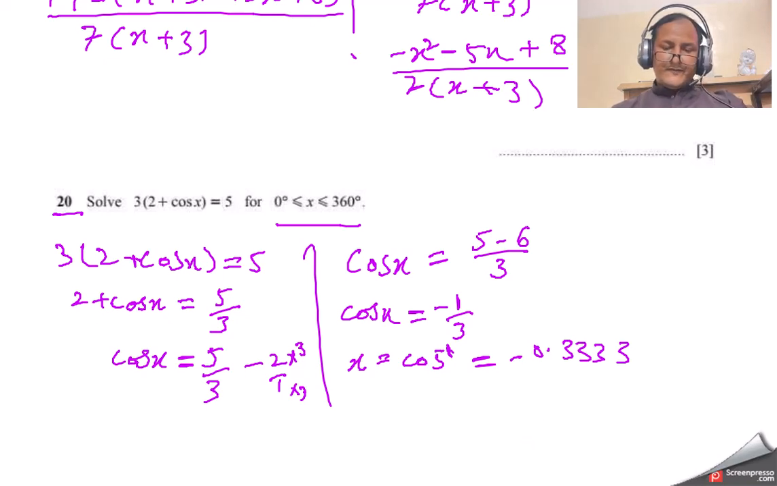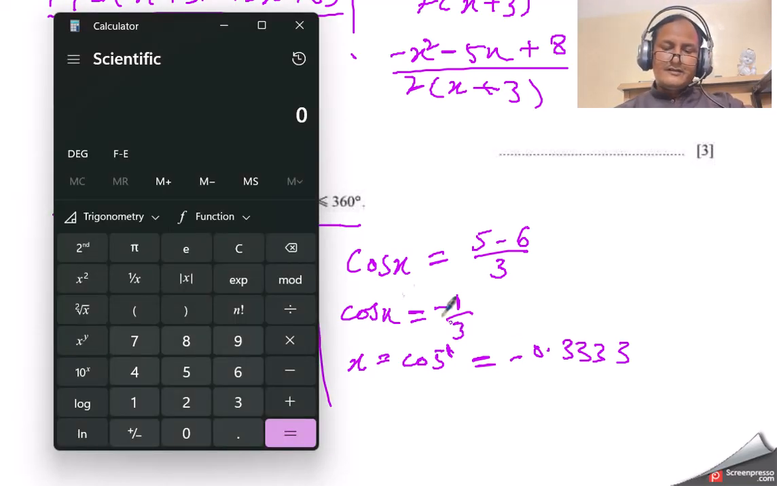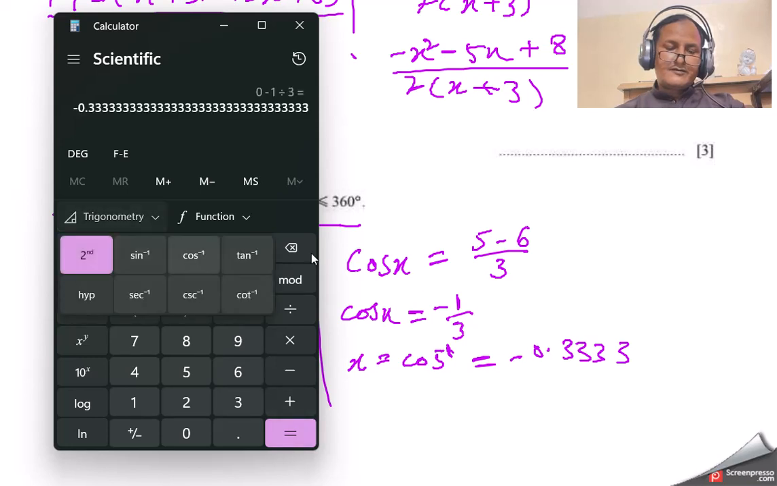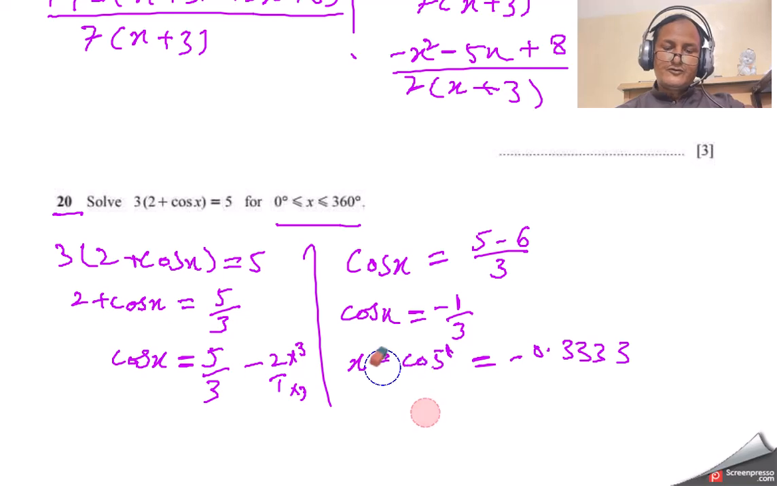Okay, minus 1 by 3. Let's check, for example, again without a calculator... well, we have a calculator here. Minus 1 divided by 3, shift, cos inverse, 109.5.